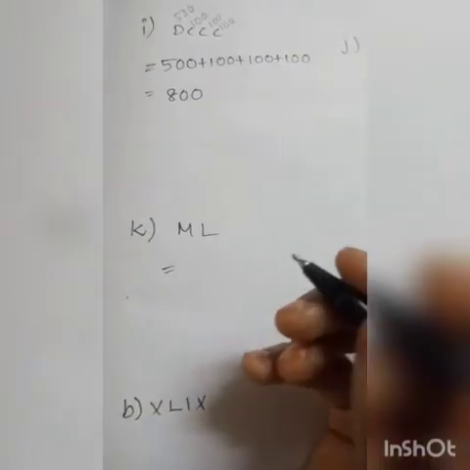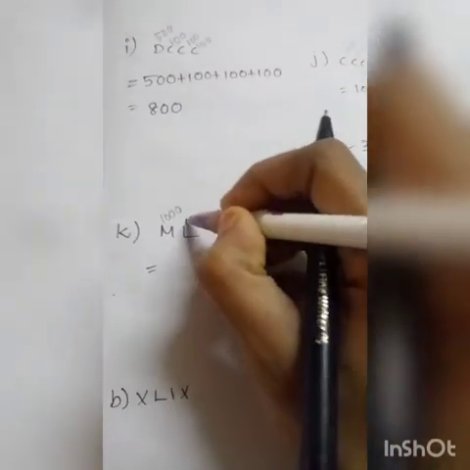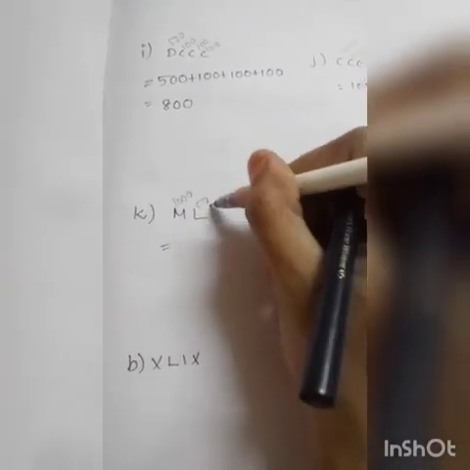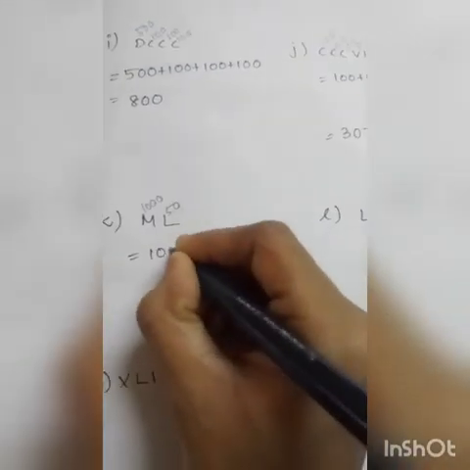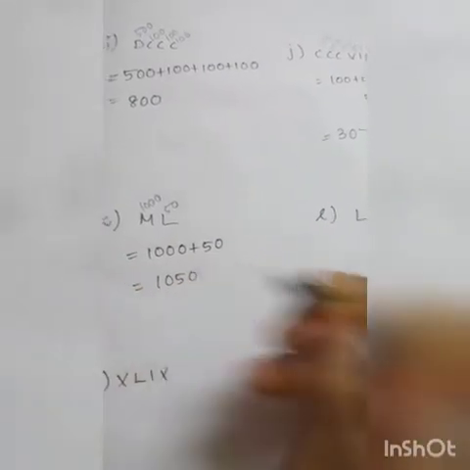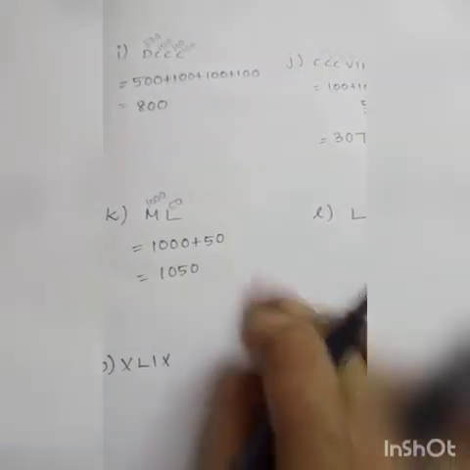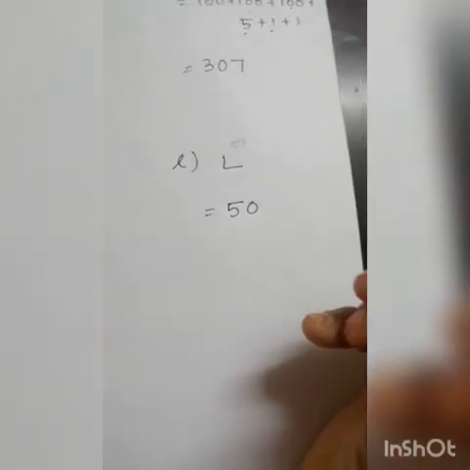Okay, next is your ML. What does M stand for? 1000. What does L stand for? 50. So whether it is in descending order? Yes, this is greatest and this is smallest. What shall we do? You shall directly add it. 1000 plus 50, 1050. Okay, you can add and see in the rough column. Okay. Next, L question. What does the L stand for? 50. Only L is there. So what shall I write? I can write the direct answer as 50.